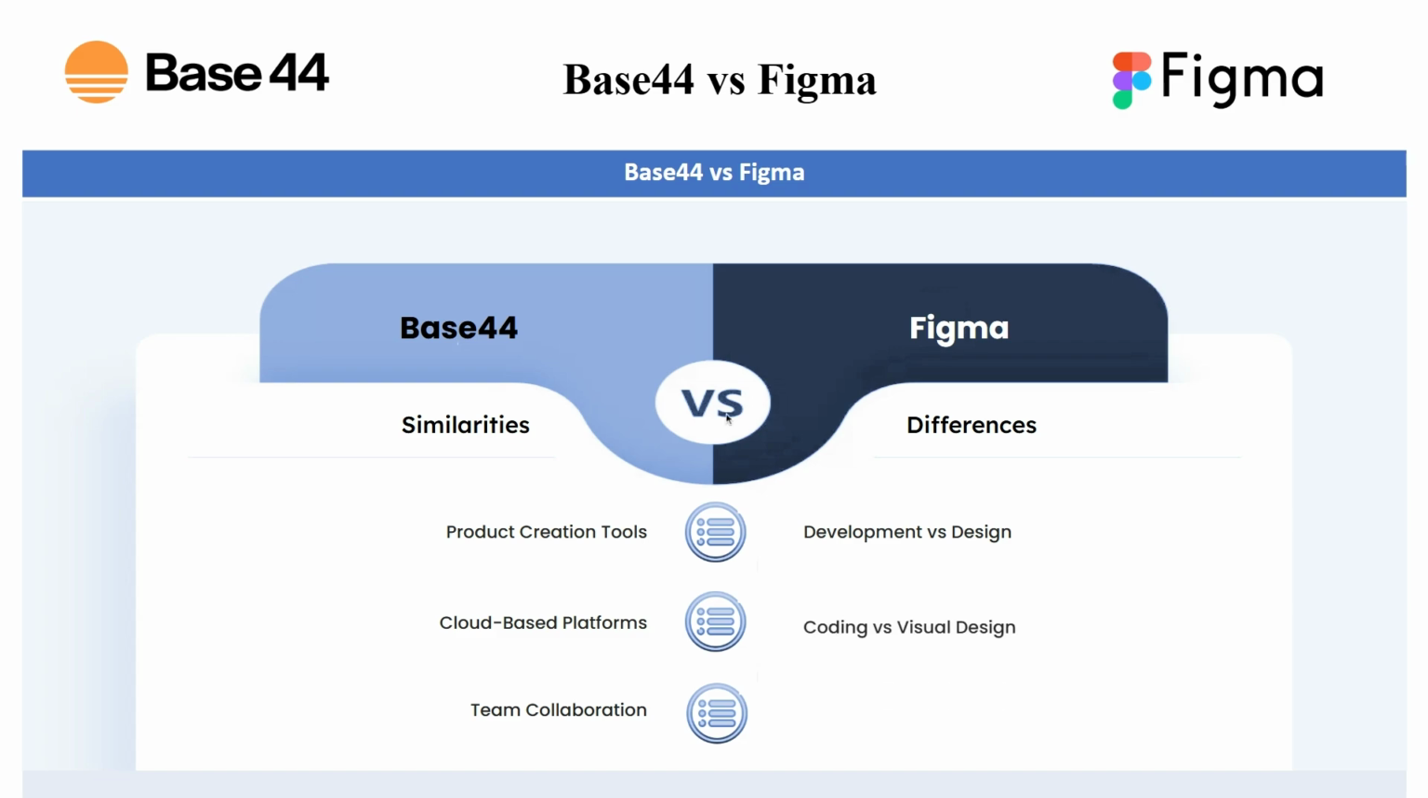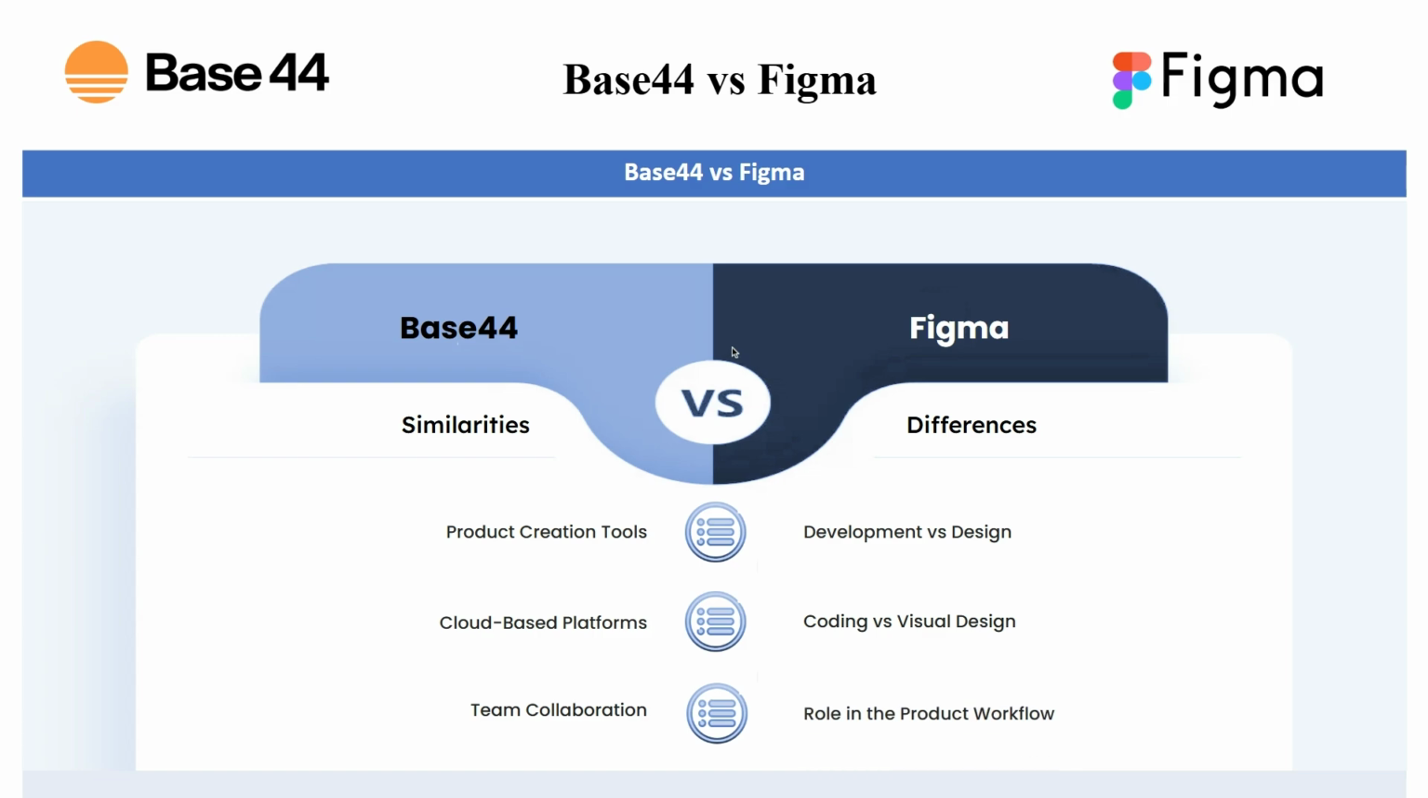The next point we have is coding versus visual design. Base44 is built more for developers and technical builders. It simplifies backend infrastructure, but it still operates in the world of application development. Figma is a visual design environment where you create interfaces using frames, components, and layout systems instead of writing code. Designers can prototype entire applications visually before developers ever start building them.